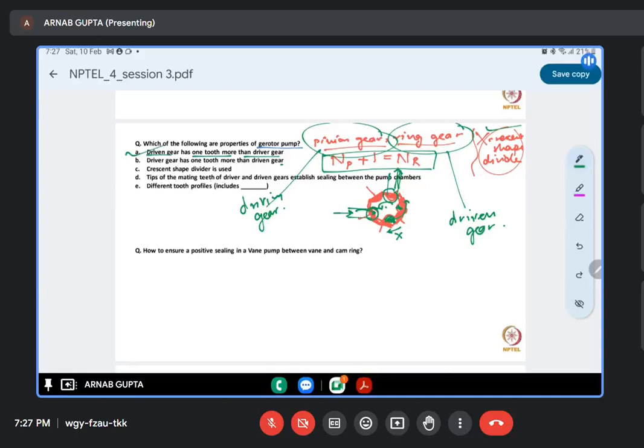Tips of the mating teeth of the driver and driven gears establish a seal between the pump chambers. As I discussed here, there is very little clearance between the tips of the driver and the driven gear, and hence it establishes a seal and doesn't allow the backflow of the liquid. This is correct.